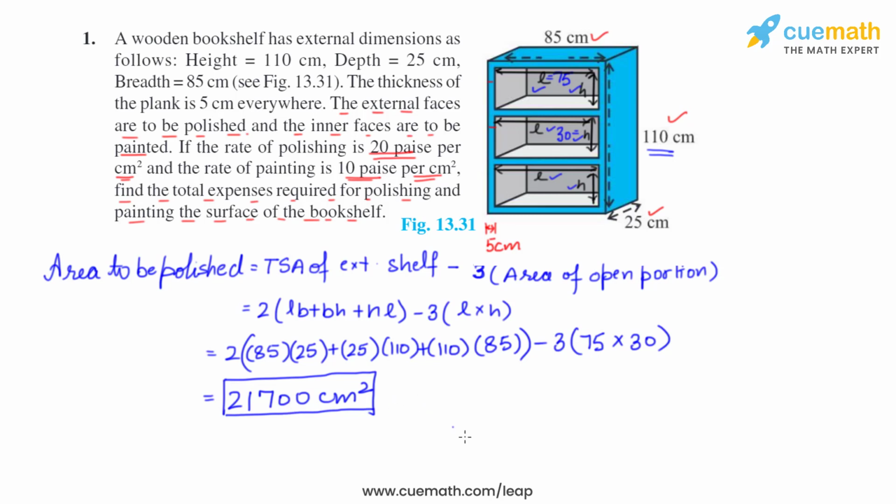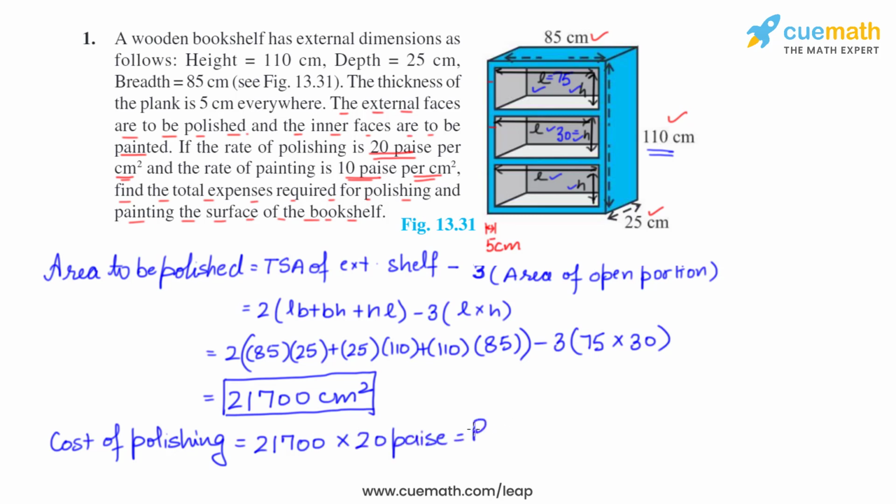That means the area that needed to be polished is 21,700 square centimeters. It means cost of polishing will be, the rate is 20 paise per square centimeter. It means total cost of polishing will be area, that is 21,700 multiplied by 20 paise.